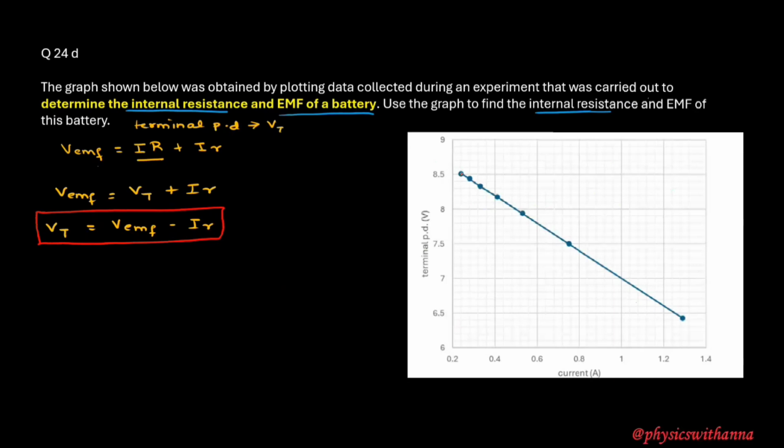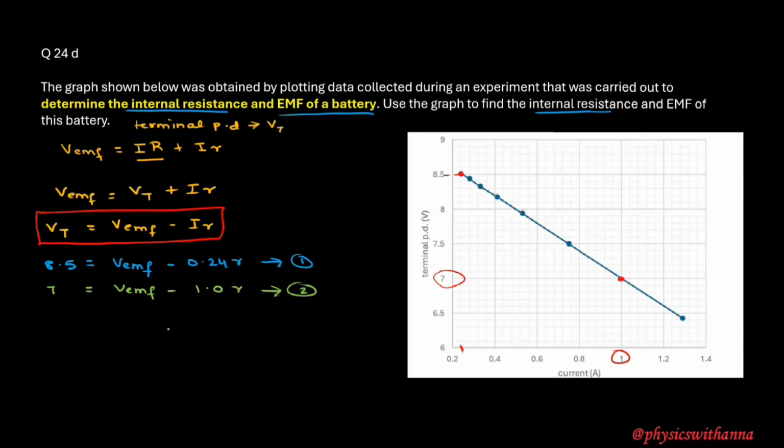So the first point I will take is this, where the terminal PD is 8.5 and current is around 0.24. We write it as VT is 8.5 equals V EMF, as it's a variable, minus the current, which will be 0.24 r. Let this be equation 1. We can take the second point around here where terminal PD is 7 and current is 1 ampere. Write this as 7 equals V EMF minus 1.0 times r. This is my equation 2.